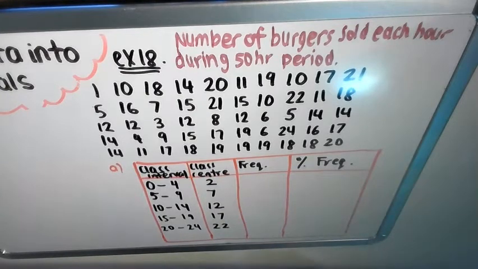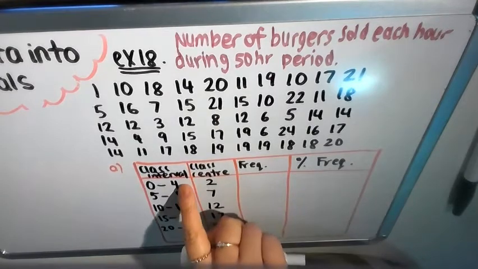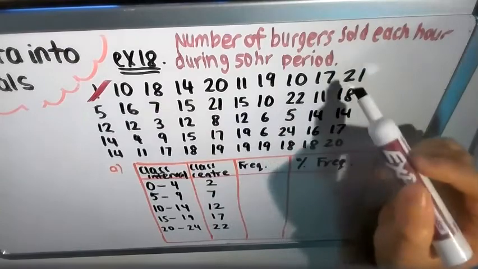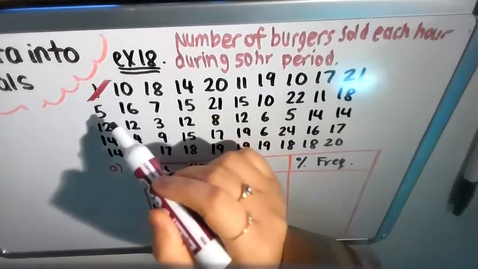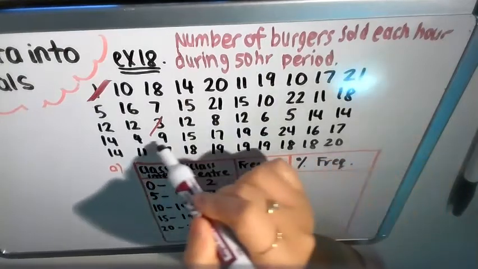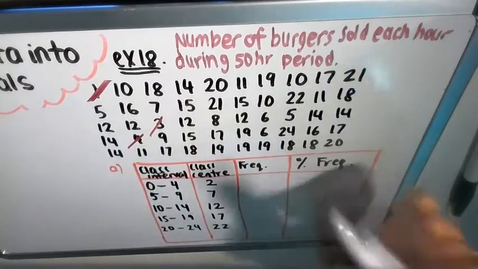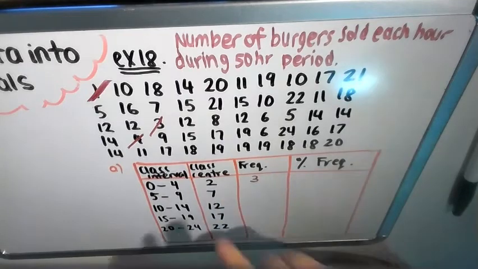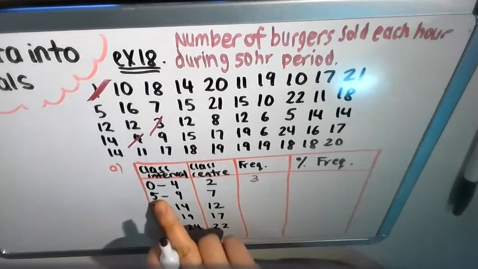Now we count the frequency. Which numbers lie between 0 and 4? 1, 2, 3, so there's 3. Which numbers lie between 5 and 9?